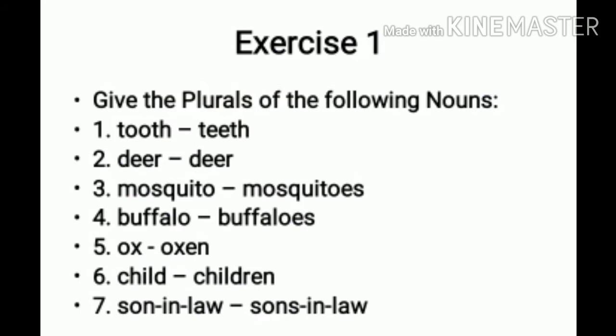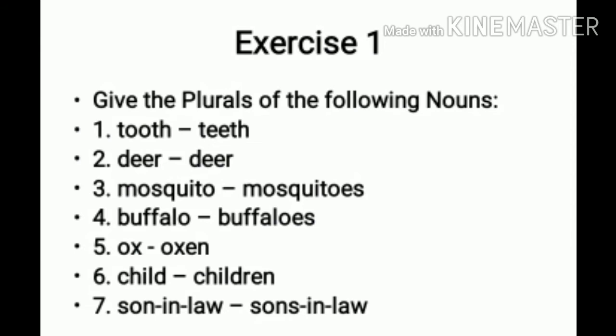We have to give the plurals of the following nouns. The first one, tooth. The plural will become teeth. Double O changes into double E. Second, deer. Deer remains same in the plural also. Singular also deer, and when we see many, we say deer. We don't add an S. Third, mosquito. Ending in O, there is a consonant T, so we add ES and make it into mosquitoes. Fourth, buffalo. Ending in O, again we add an ES, buffaloes.